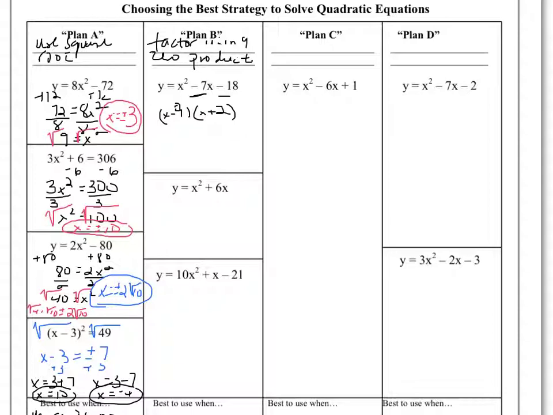Okay, so now solving for x, I'm going to set each one equal to 0. So x minus 9 is equal to 0, and also x plus 2 is equal to 0. So solving for x in each case, the first one is x is equal to 9, or x is equal to -2.